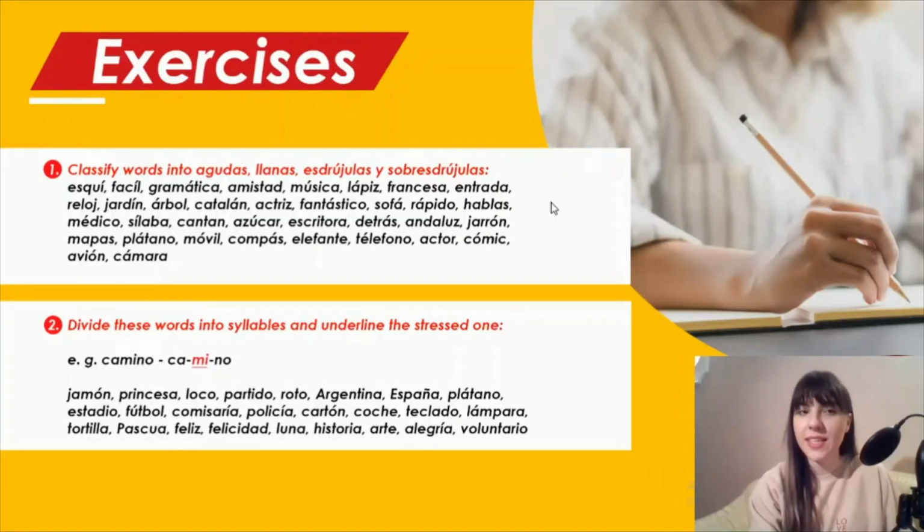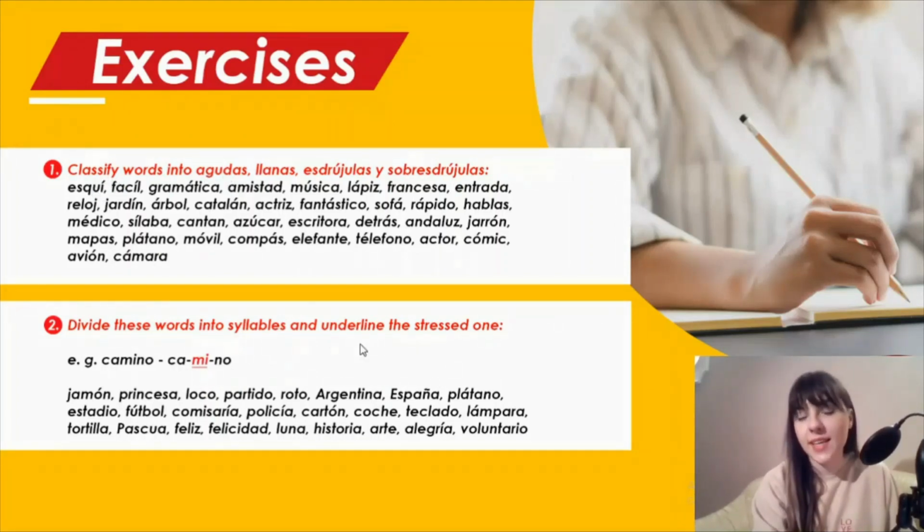So, in the first exercise, you have to classify these words into agudas, llanas, esdrújulas, and sobresdrújulas. I will do this first word as an example, and you have to do all of the others, okay? So the first word is esqui. This word has two syllables. The first one is es and the second one is qui. So the stressed syllable is the last one and this word is aguda.